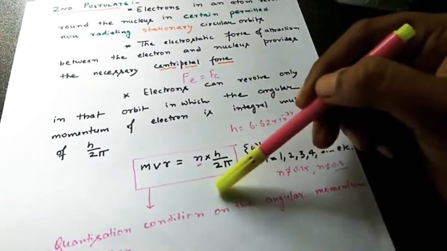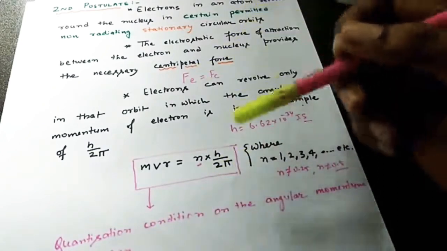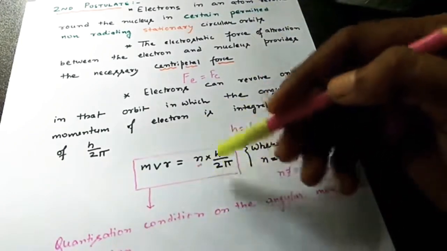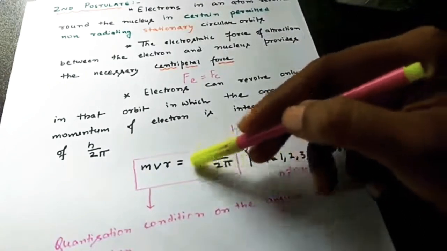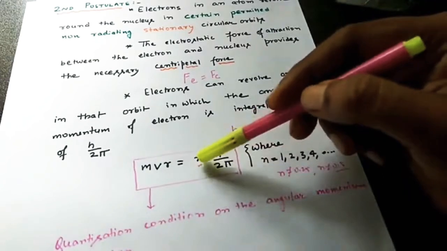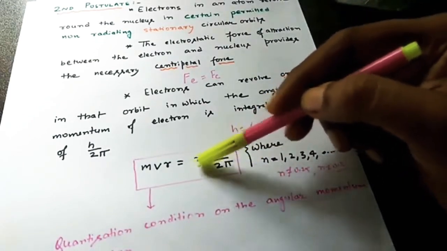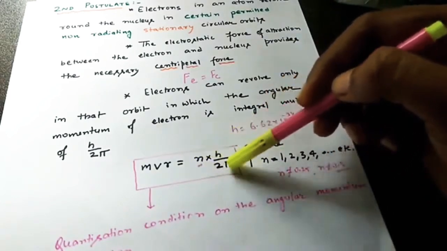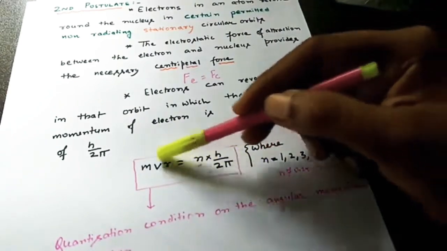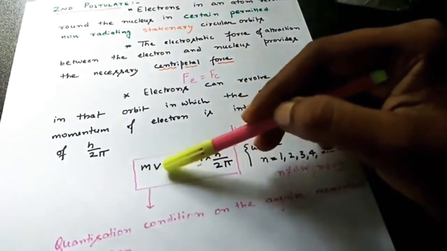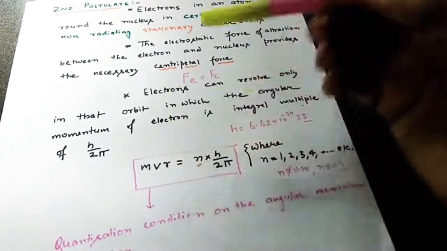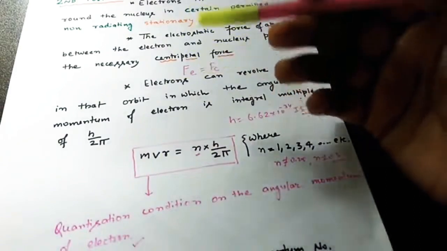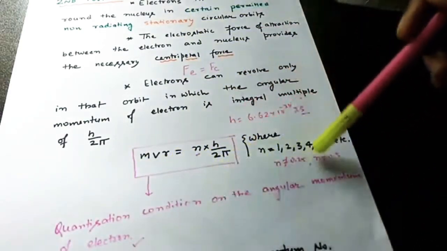Why the quantization condition? Because only some fixed radii are permissible, and this is why the angular momentum is fixed, because the term on the right side is a fixed quantity for a certain orbit. Suppose for n is equal to 1, this will be equal to h by 2 pi. For n is equal to 2, it will be 2 into h by 2 pi. For n is equal to 3, it will be 3 into h by 2 pi. So the angular momentum will have a fixed value for the first orbit, second orbit, third orbit, and so on. When something is fixed, it is called quantization, and that's why it is called the quantization condition on the angular momentum of the electron.